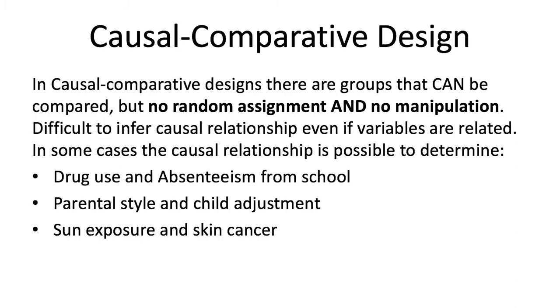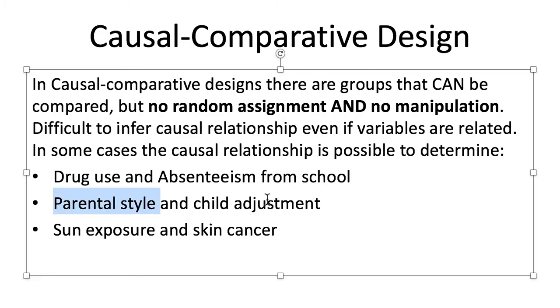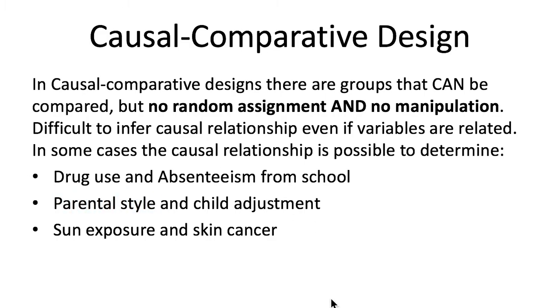Or there might be some outside factors that cause both of these things, or they might interact with one another. Likewise, I already talked about the parental style and child adjustment idea. It might be that authoritarian parents lead to behaviorally defiant children, or it might be that defiant children cause parents to become more authoritarian. Finally, we might have a case where we can actually figure out what the causal relationship is. In the case of sun exposure and skin cancer, right?